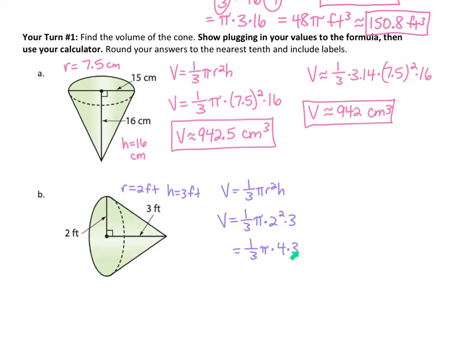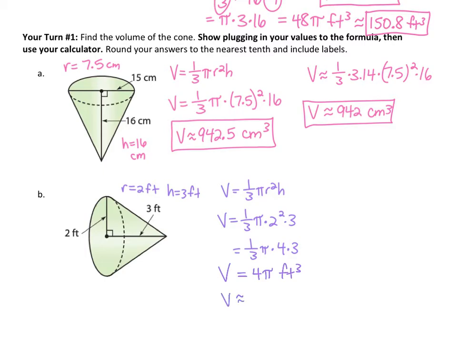So 4 times 3 is 12. 12 times a third is 4. Or you can do 1/3 times 3 is 1, 1 times 4 is 4, and we can do it in any order since it's multiplication. So the exact answer in terms of pi is just 4 pi with the label of feet cubed. So then I can just type in 4 pi into my calculator. Instead of all this business, I can just type in 4 pi because that's what it's equal to.